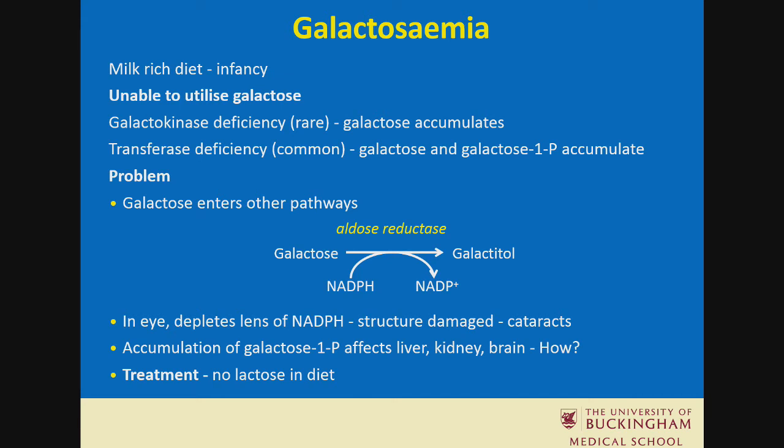So the problem with that is that if galactose is present, it can enter other pathways. The key part is that the galactose can get converted to galactitol there, and then that's no longer able to be metabolized by the pathway that other sugars pass on through if they go through this particular intermediate.